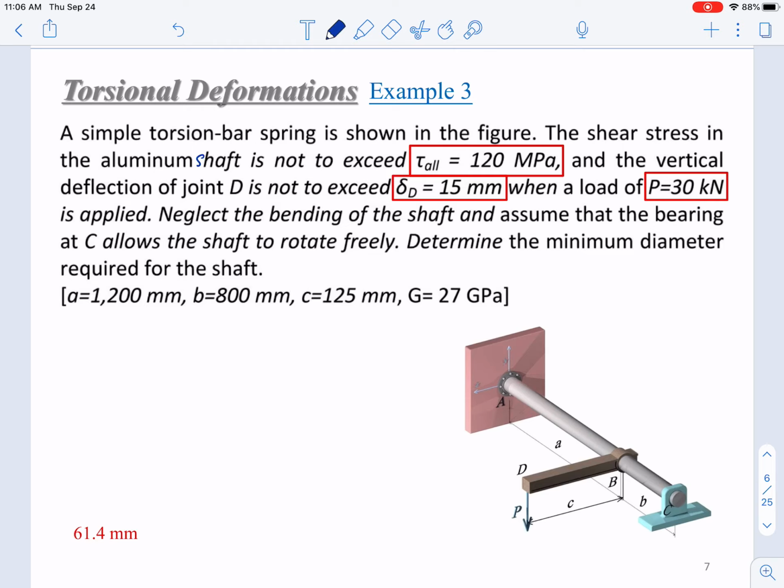Okay, this is a design problem, right? This is a design problem to determine the diameter of the shaft to carry the load and to avoid too large a deflection of point D. So we have two criteria to meet. The first one is that the stress cannot be over this allowable stress, and the second one is that the deflection cannot be larger than this limit. So we're determining the minimum diameter.